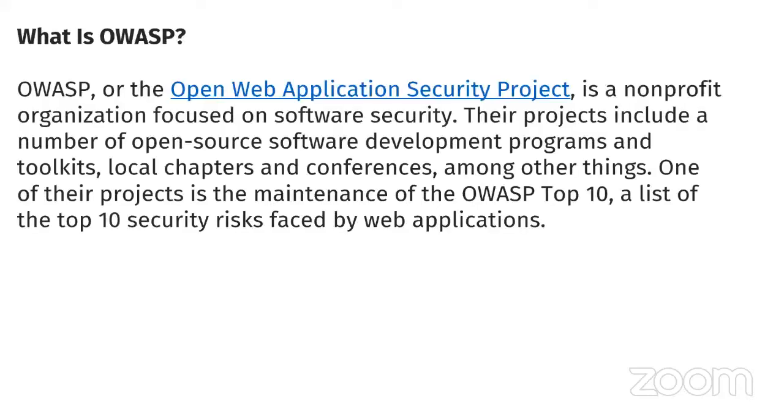So we have to know what OWASP is. OWASP is nothing but the Open Web Application Security Project. This is a non-profit organization focused on software security. Their projects include a number of open source software development programs and toolkits. So why do they choose a top 10 list? They understand that web applications are affected by a certain set of 10, and this is listed as 10, but there are many vulnerabilities apart from these.